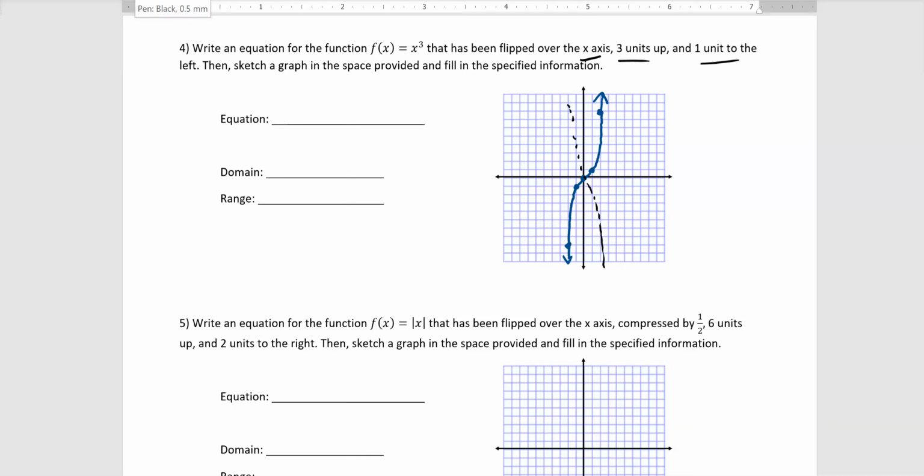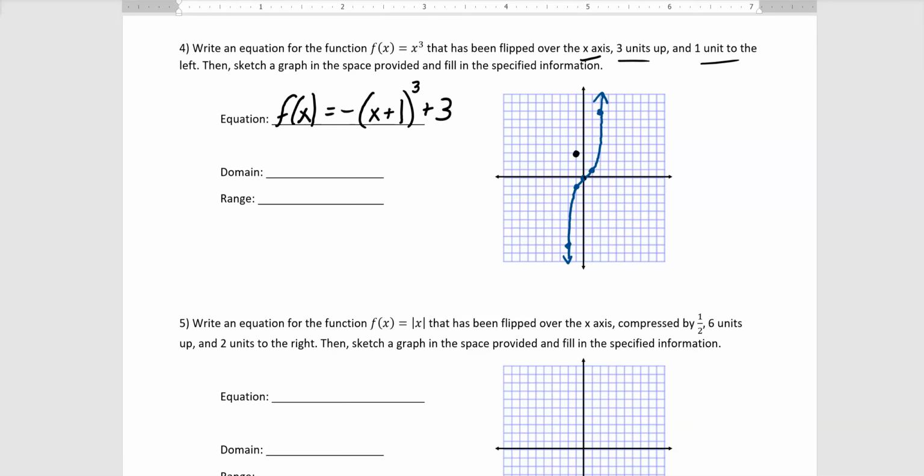Now, of course, as I do that, we also need to move it to the left 1 unit and 3 units up. So let's write this equation. So we'll say f of x equals, the flip is that negative out in front, parentheses. We'll have x plus 1 for that 1 unit to the left, and then don't forget the operation to the third, and then 3 units up will be plus 3. All right, so there's our equation. With the flip, 1 unit to the left, 3 units up.